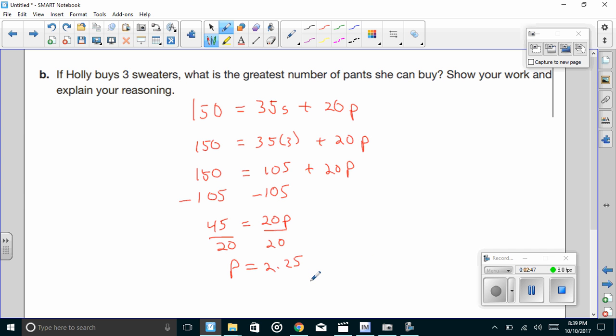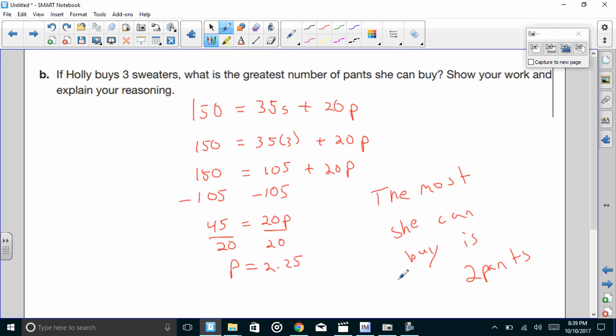And I've never seen a store that sells 2.25 pants. But we know that she could get at least 2 pants. So that's the most that she could buy.